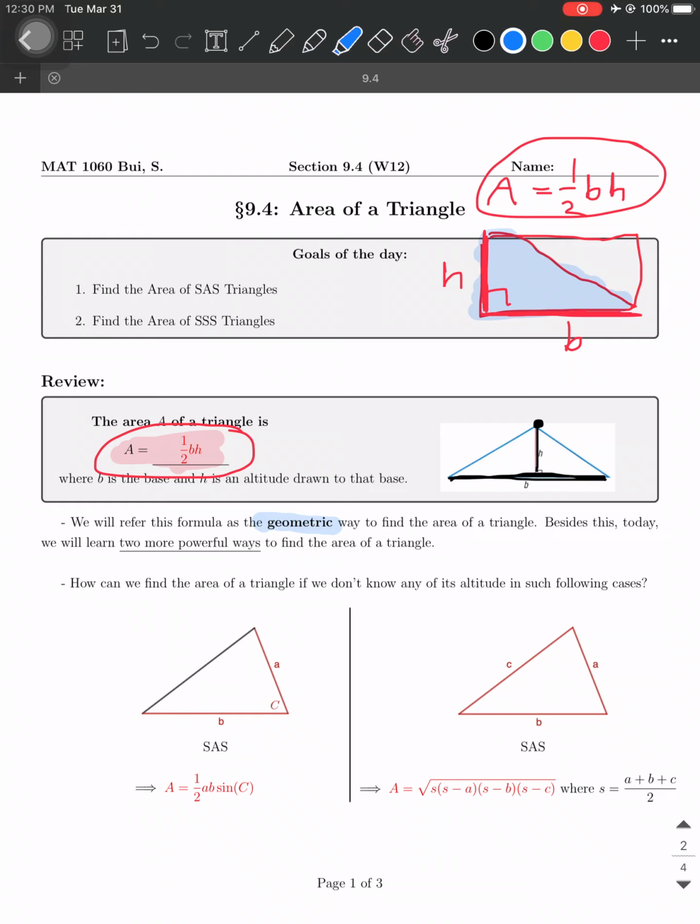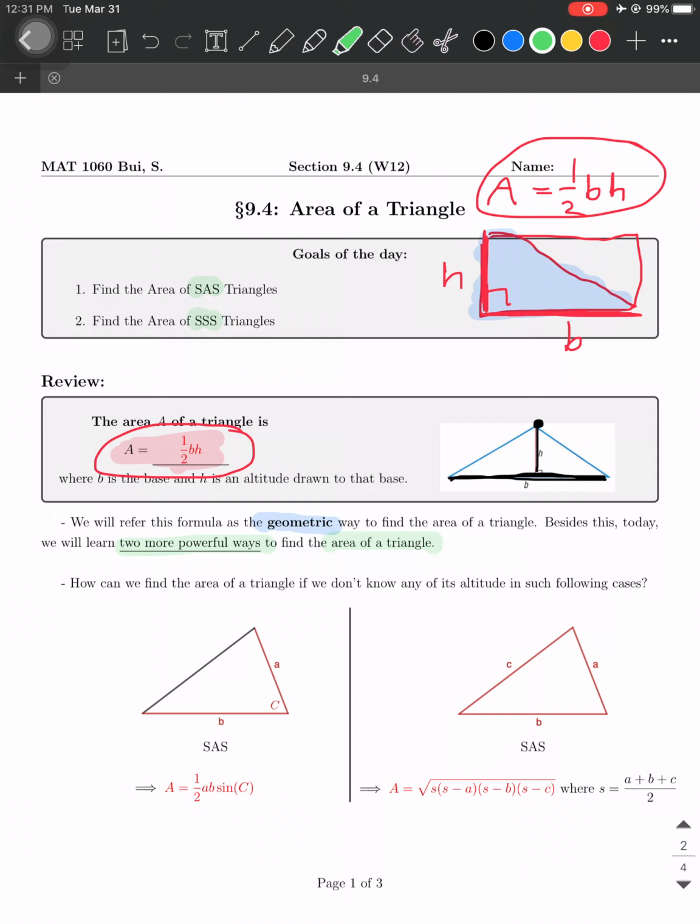Today, we're going to learn 2 more powerful ways to find the area of a triangle, okay? And for each way, we're going to talk about the case of SAS and the case of SSS. If you recall, these are the 2 cases that we handled using the law of cosines in the previous section, right? In 9.3, if you recall it. So let's talk about the first case.